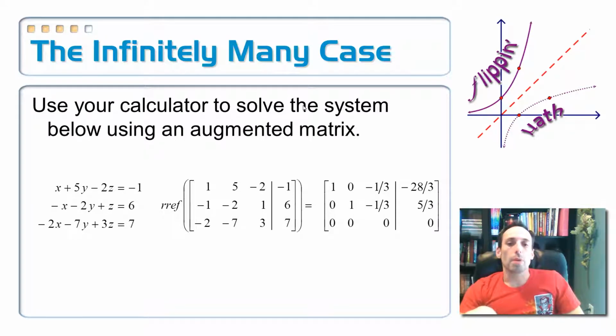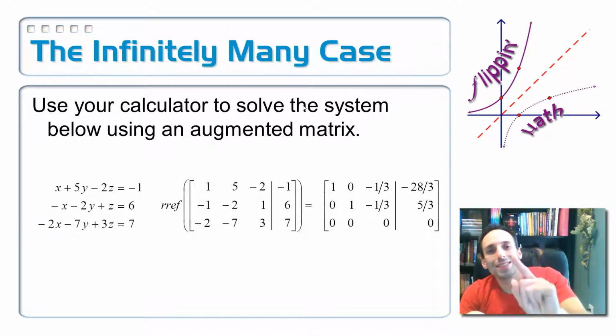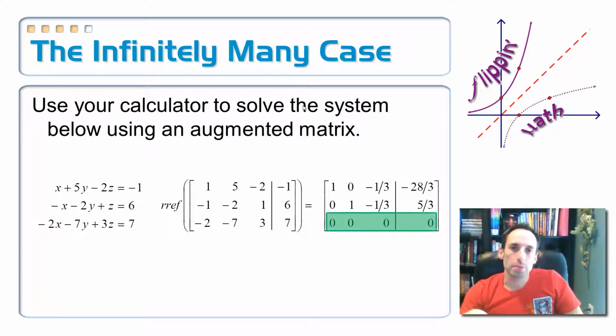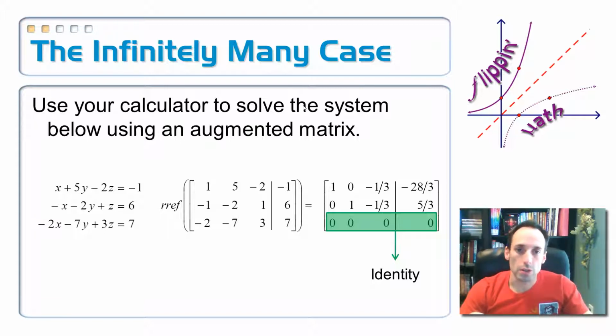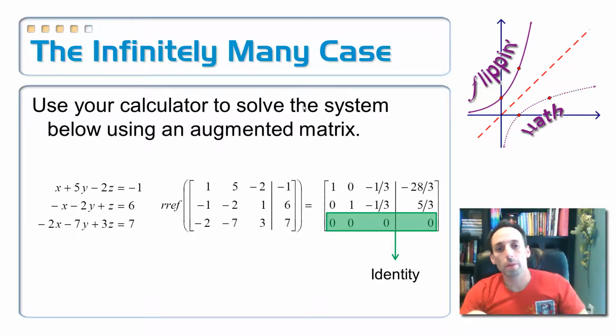So look at the bottom row. The bottom row is not a contradiction. This time it's saying 0x plus 0y plus 0z is equal to 0, which is a true statement. It's an identity, so this indicates that we have infinitely many solutions. And the rows right above it are going to help us write our answer as an ordered triple in terms of a.